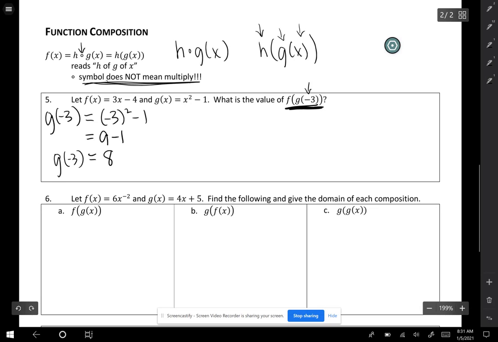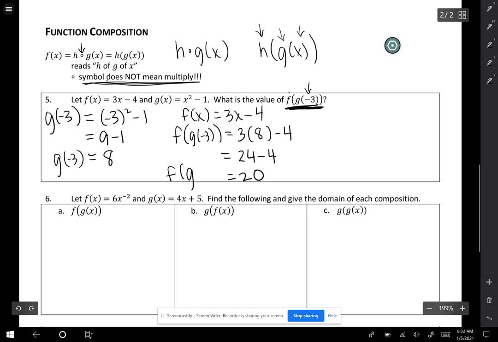Now looking at this composition, what it's telling us is that in the function f, we're going to replace x with what we got for g of negative 3. So I'm going to use f of x, but now it's f of what we got for g of negative 3. So I'm replacing that x with what we got, which is 8. So it'd be 3 times 8 minus 4, 24 minus 4, which is 20. So f of g of negative 3 is 20. And that's it.